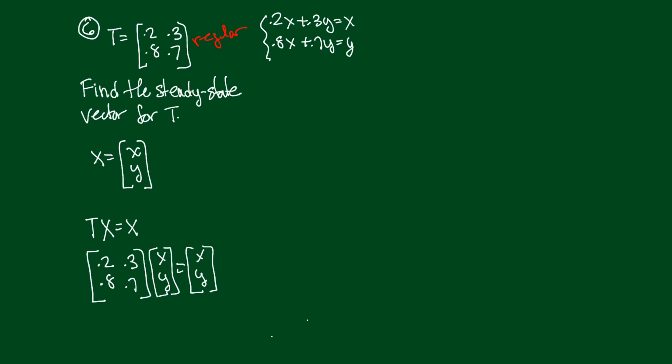But now to solve this, we need all the variables on one side, and the constants on the right. So let's subtract x, and we'll subtract y. If you subtract x, 0.2 minus 1 is negative 0.8x plus 0.3y. That's 0. And if you subtract y, 0.7 minus 1, just like 7 minus 10, you get negative 0.3y. So we get negative 0.8x plus 0.3y equals 0 and 0.8x minus 0.3y equals 0.